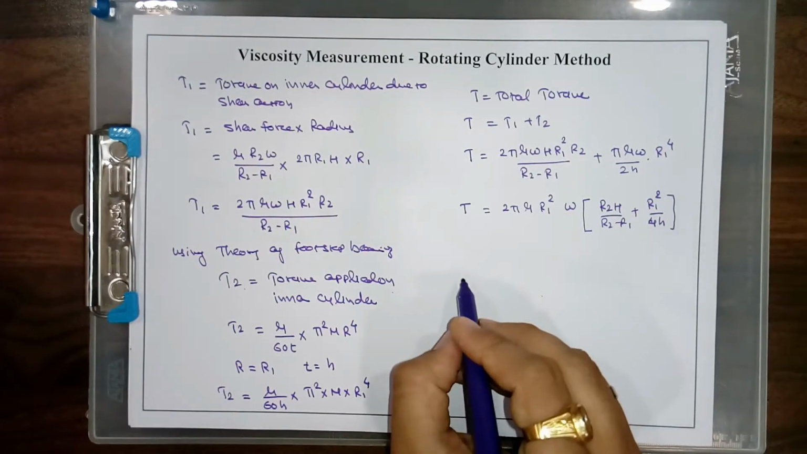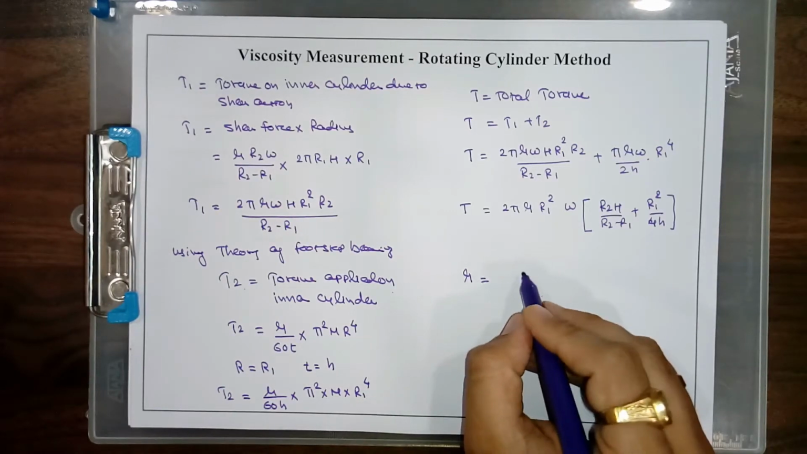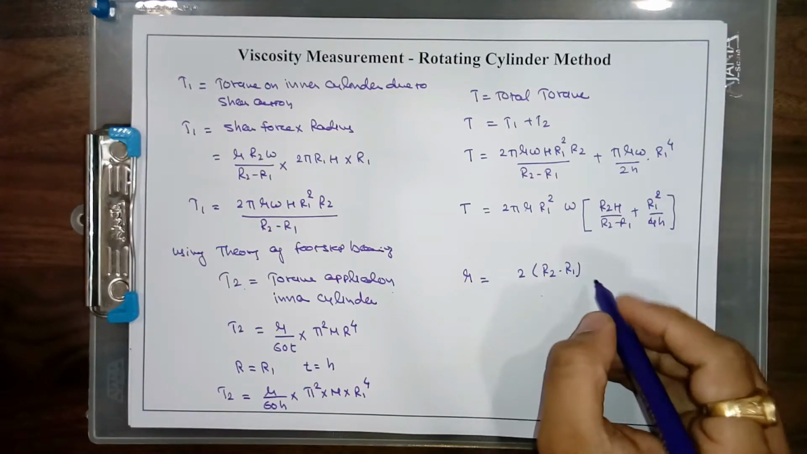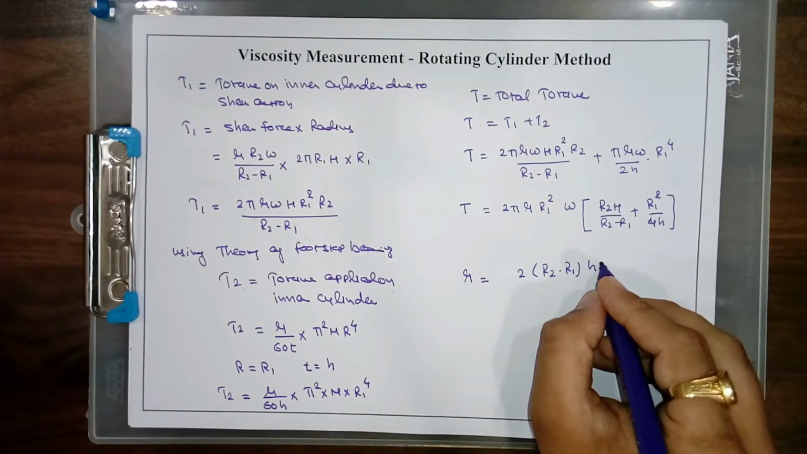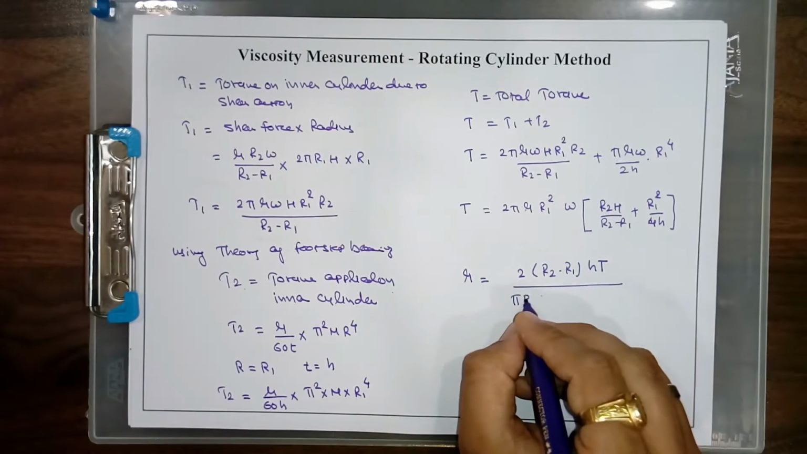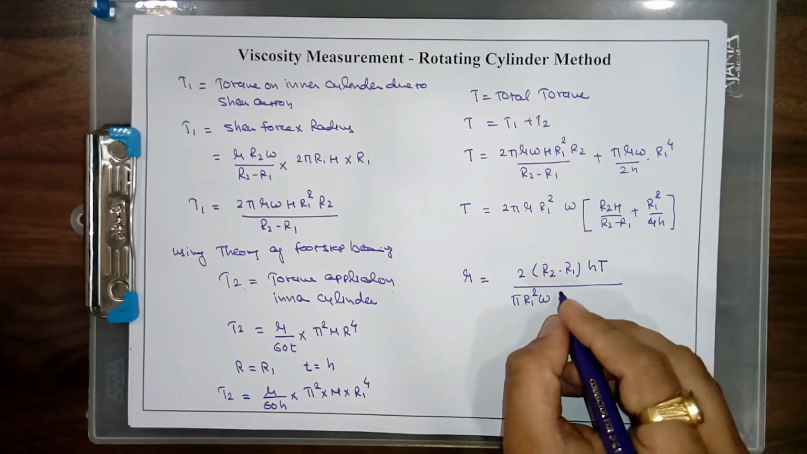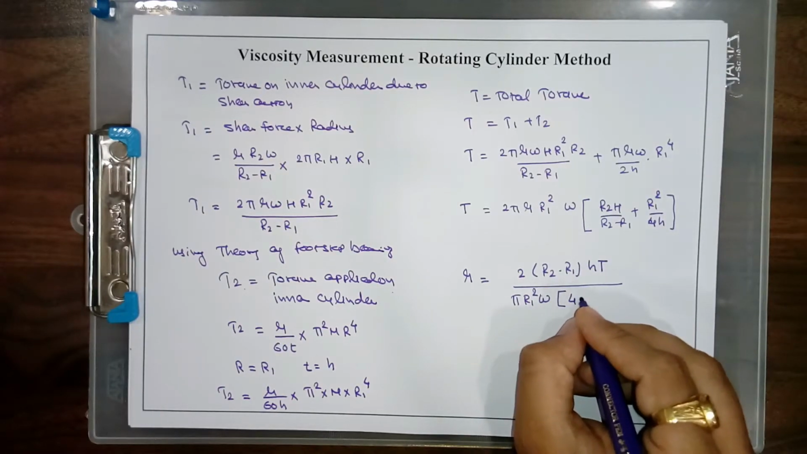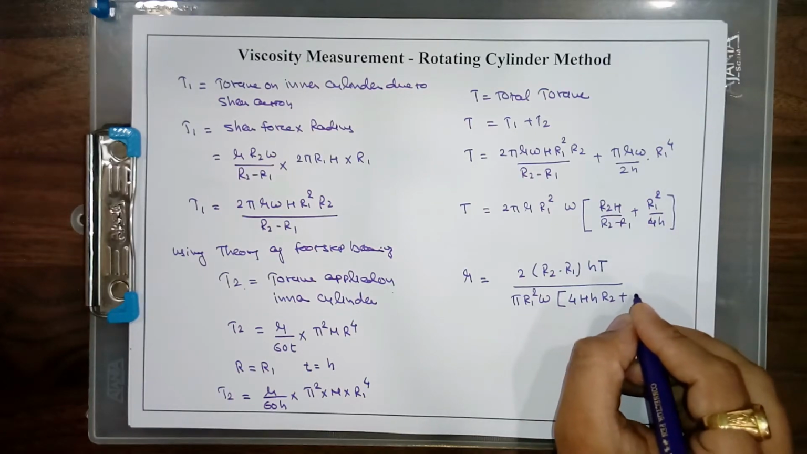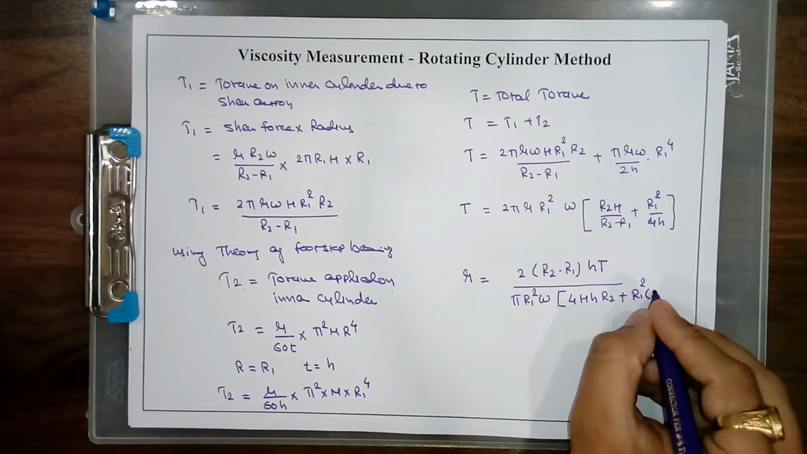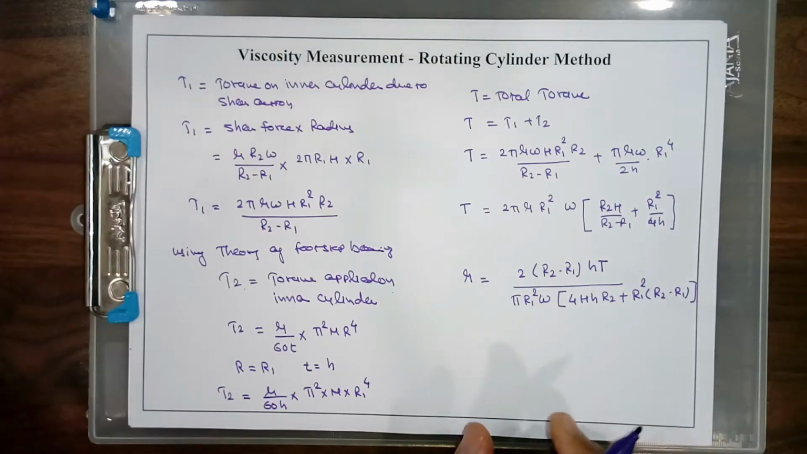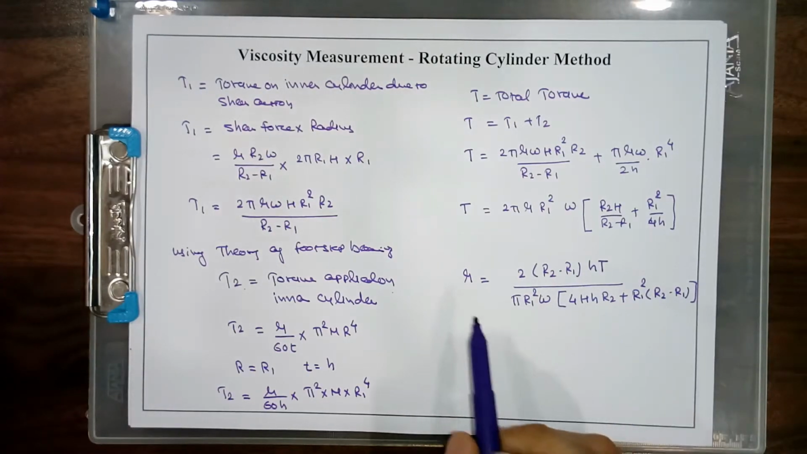And if we make mu the subject of this expression, then mu equals 2 in the bracket R2 minus R1 into h T, divided by pi R1 square omega in the bracket 4 capital H small h into R2 plus R1 square in the bracket R2 minus R1. And using this formula we can calculate mu.